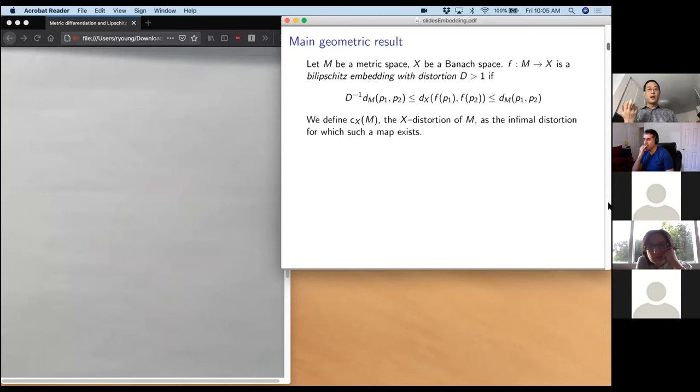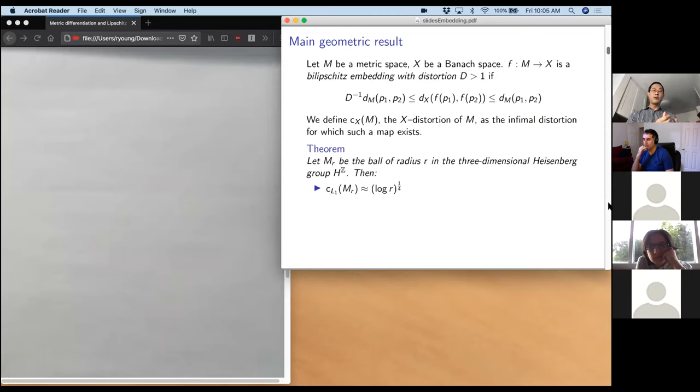And then I can use this definition to state a theorem about the Heisenberg group. And I'll describe the Heisenberg group in a bit, but let me just first state the theorem. Let M_R be the ball of radius R in the three-dimensional Heisenberg group H_Z. Then the L^1 distortion of M_R is on the order of the fourth root of log R.